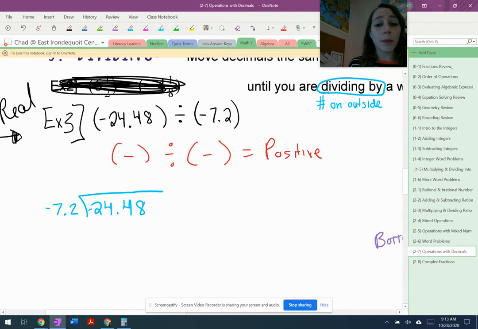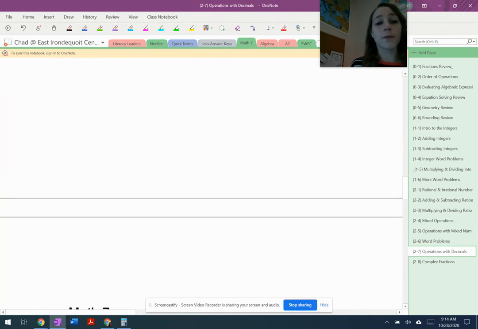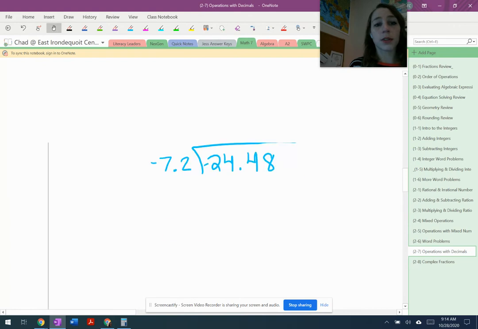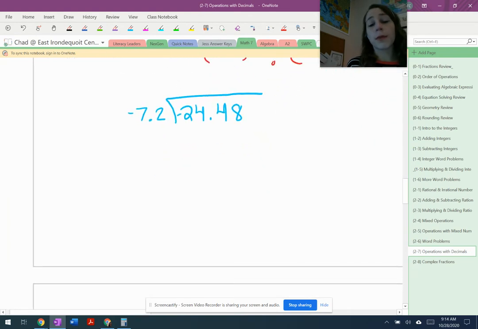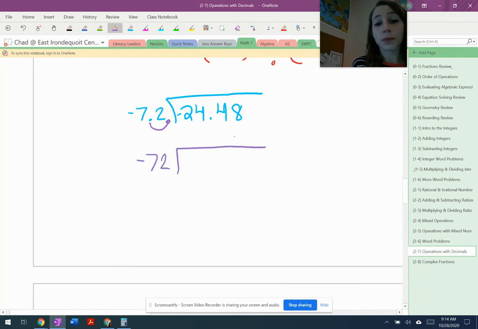So how many place values would I need to move my decimal point in order to make it? Okay, let's give the computer a second to load here. Okay, there we go. How many place values would I need to move my decimal point in the 7.2 so that I am dividing by a whole number? That'd be 1. So I'm dividing by negative 72 instead. So if I move my outside number 1 decimal point, I need to do the same thing to that inside in order to keep them equal, or keep it corresponding.